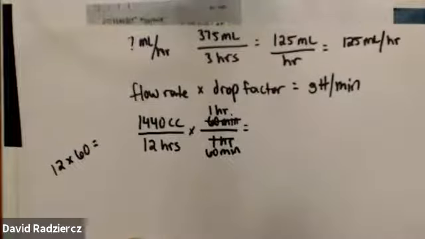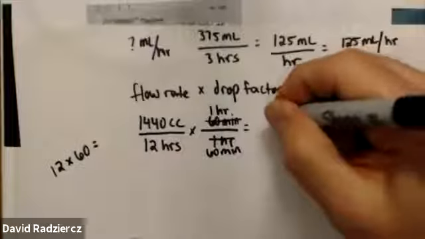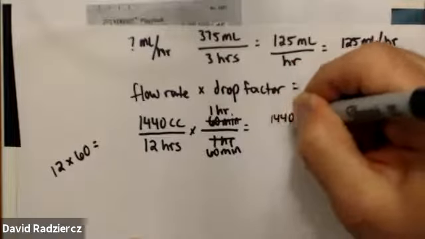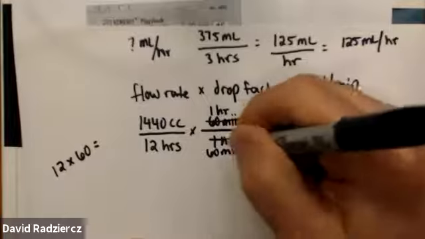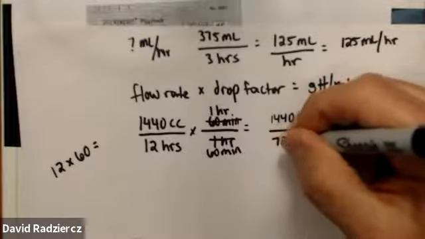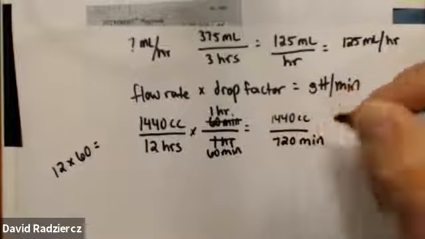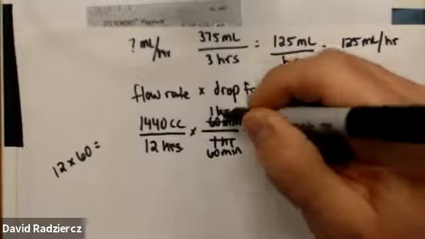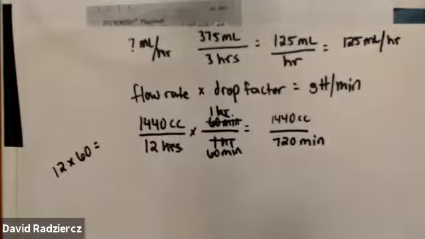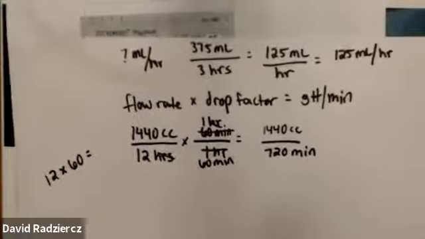So 60 times 12. All I'm going to do is multiply across the top. So 1440. And then multiply across the bottom, 720. And all I did was convert hours to minutes. So CC stays the same. Remember that CC and ML mean the same thing.